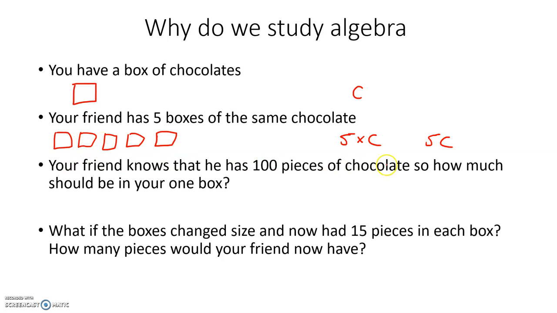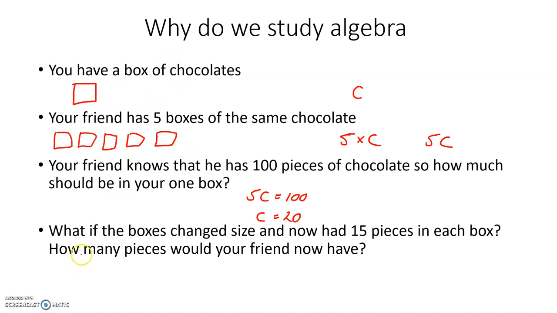So if your friend knows that he's got 100, I'm going to give up on drawing these boxes now, and I'm going to go straight to this 5C. Your friend knows that he's got 5 boxes of chocolate, and there is 100 pieces that he's got. So 5C is 100. So then we need to work out how much should be in each box. And for now, we have to go, okay, 5 times something had to be 100. So what did that something have to be? And we know that C has to be 20. So we didn't know how many was in there at the start, but now we do. We know that C had to be 20, so I had to have 20 to start with.